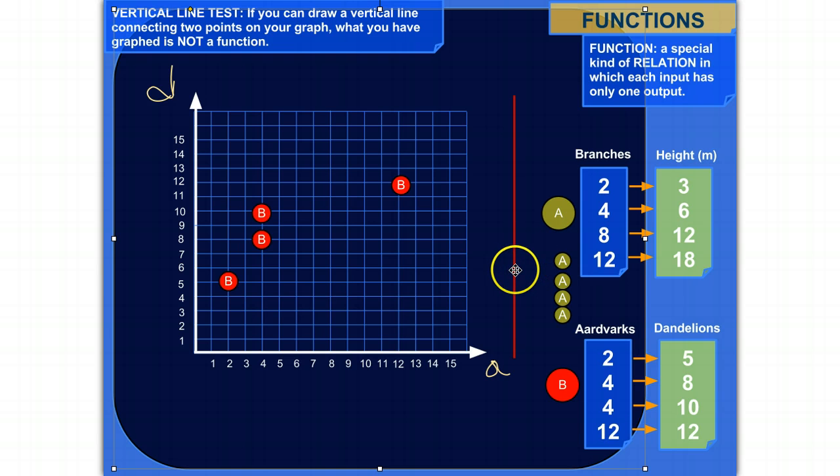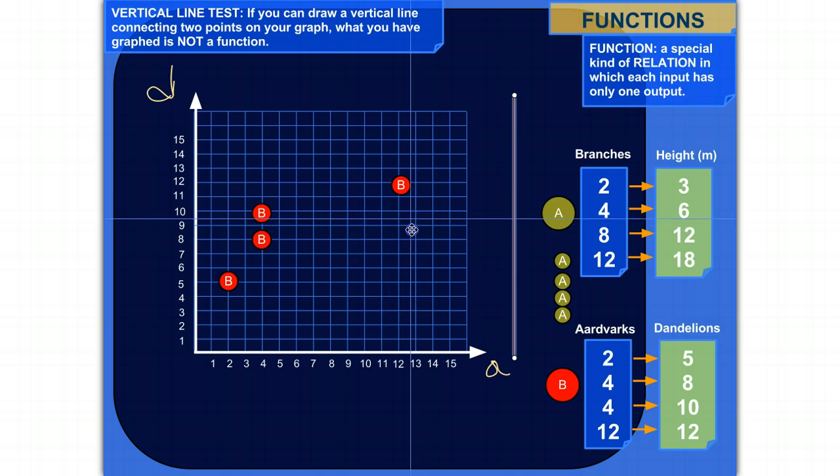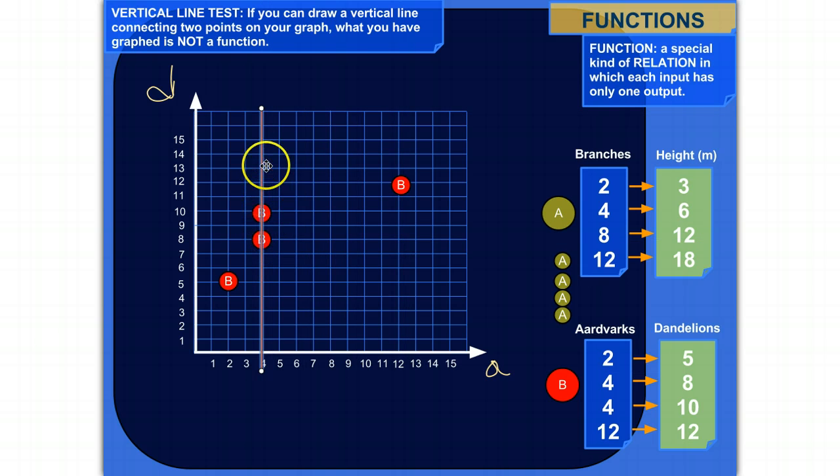So let's do our vertical line test. If we can draw a vertical line between 2 points on the graph, then our relation is toast. It's not a function. Uh-oh. Vertical line that connects 2 points on the graph. Ding, ding, ding. This is not a function. It's a relation. It's just not a function.